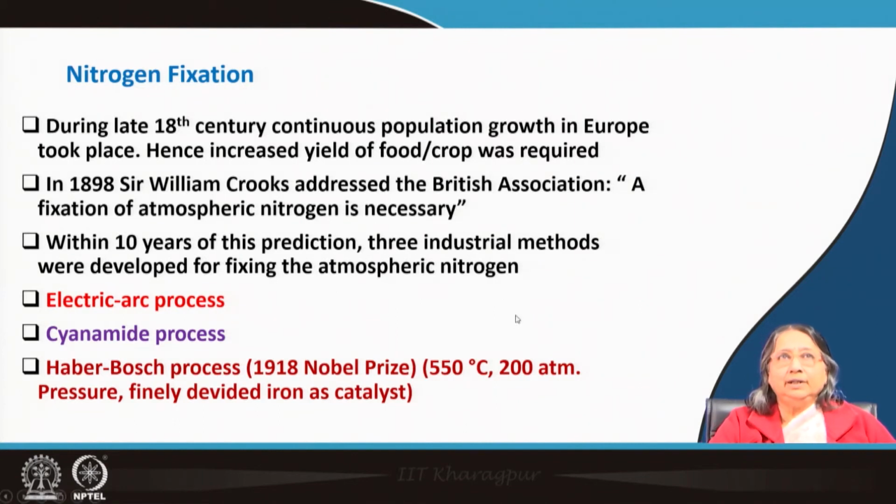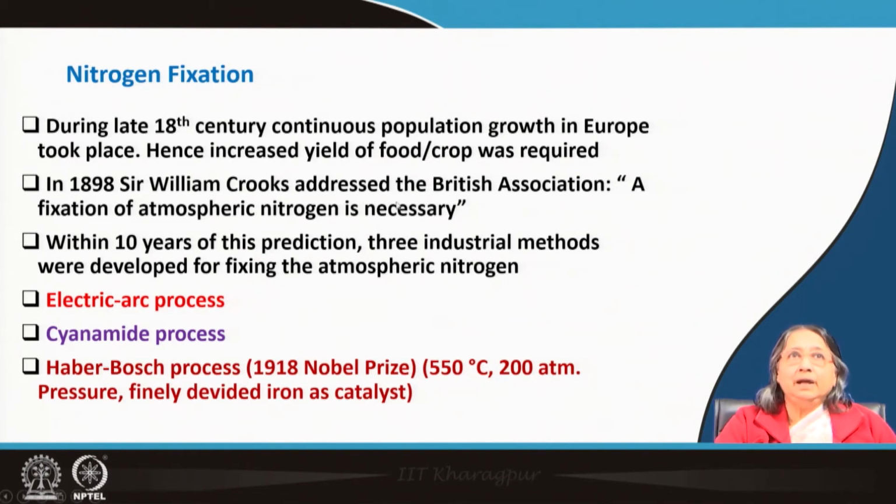But during the late 18th century, when continuous population growth occurred in Europe, then you know that increased yield of food or crop was required. So, that was not sufficient. What we were getting from natural sources, for example some waste product of animals or some minerals, was not sufficient to get enough food. We needed more food or more crop to grow, and at that time it was a crying need.